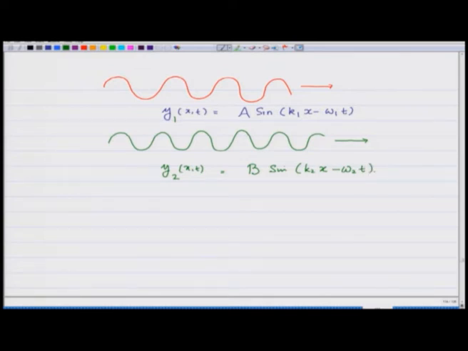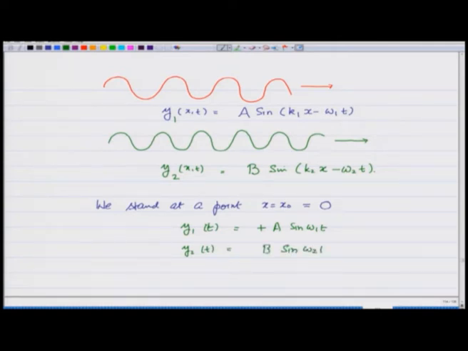And I stand at a certain point x. So, we stand at a point x equals x naught, and for simplicity let us take this to be 0. So that my whole thing simplifies and I have y 1 t at that point is equal to minus a sine omega 1 t. Let me also take it plus, it does not matter, because finally I am going to look at the intensity, and y 2 t is equal to b sine of omega 2 t.